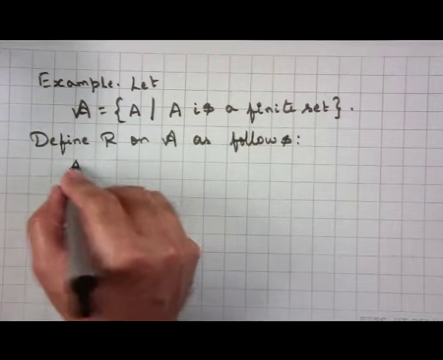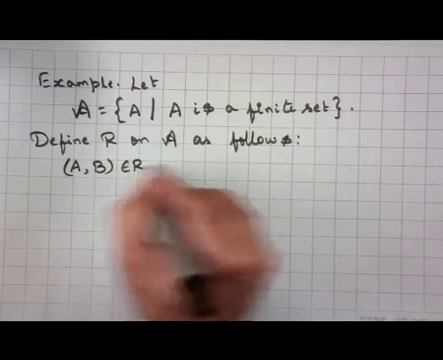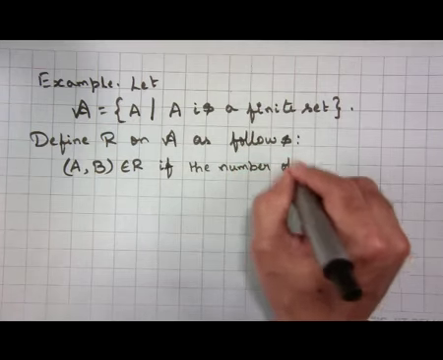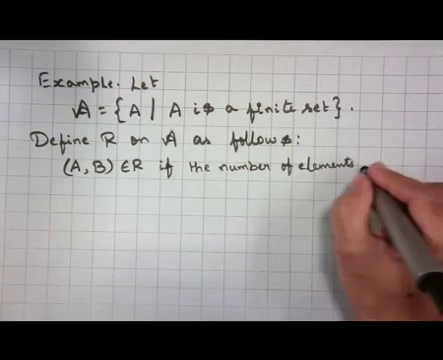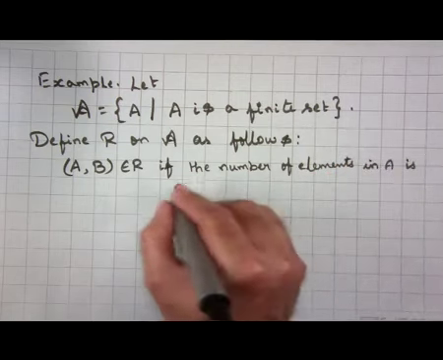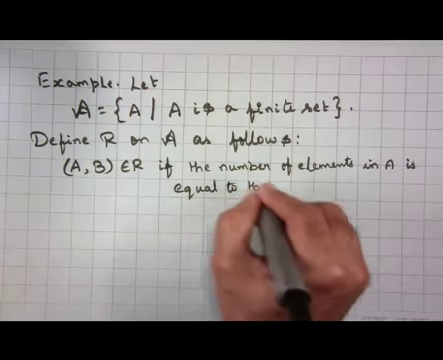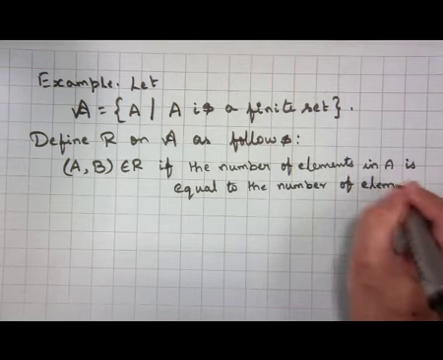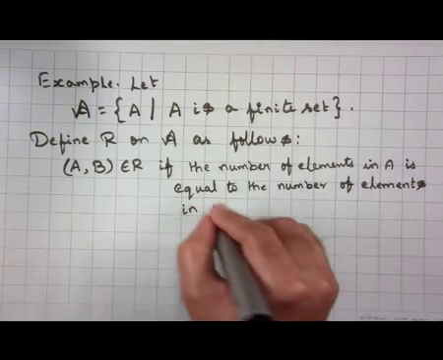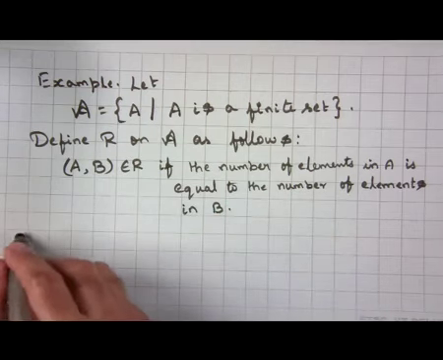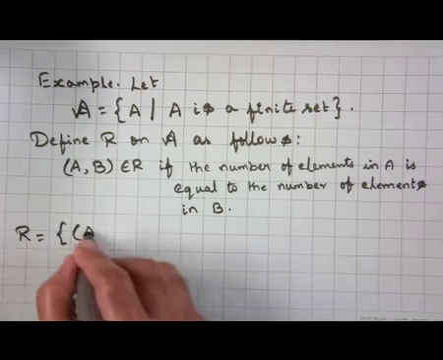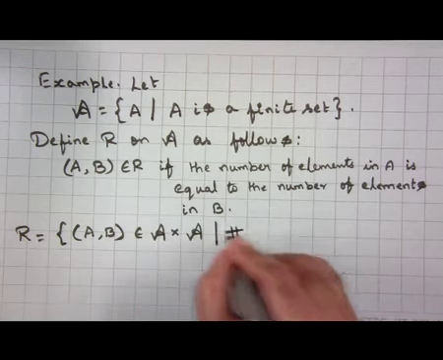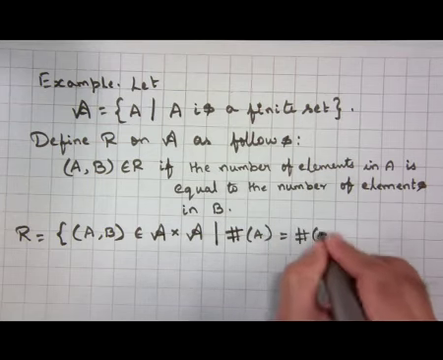The pair A comma B belongs to R if the number of elements in A is equal to the number of elements in B. So, written in set theoretic form, R equal to all those pairs A comma B in script A cross script A with the condition that the number of elements in A is equal to the number of elements in B.